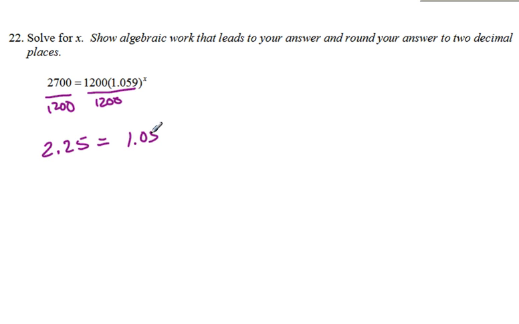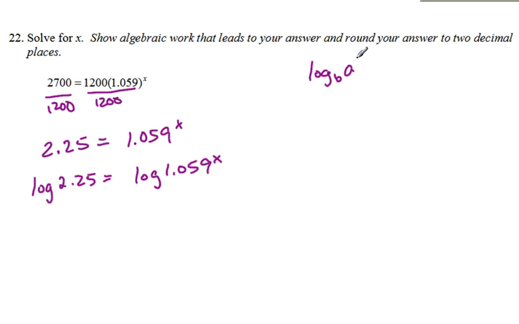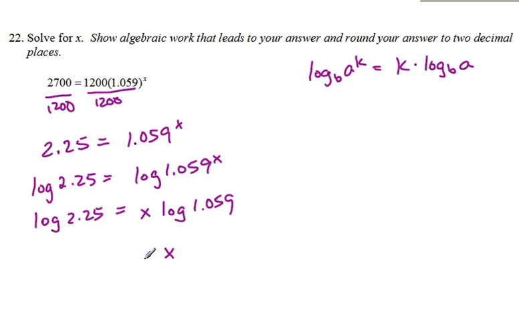equals 1.059 to the x. Now in this case we don't have a nice thing like e, so what we usually do is just take the log of both sides. So the log of 2.25 equals the log of 1.059 to the x. And then we can move that x out front. That was one of our laws of logarithms. You'll recall we learned that the log base b of a to the k is the same as k times log base b of a. So that k, the exponent here, can be written out front. So we get log of 2.25 equals x log of 1.059, and then we just divide to get our answer.